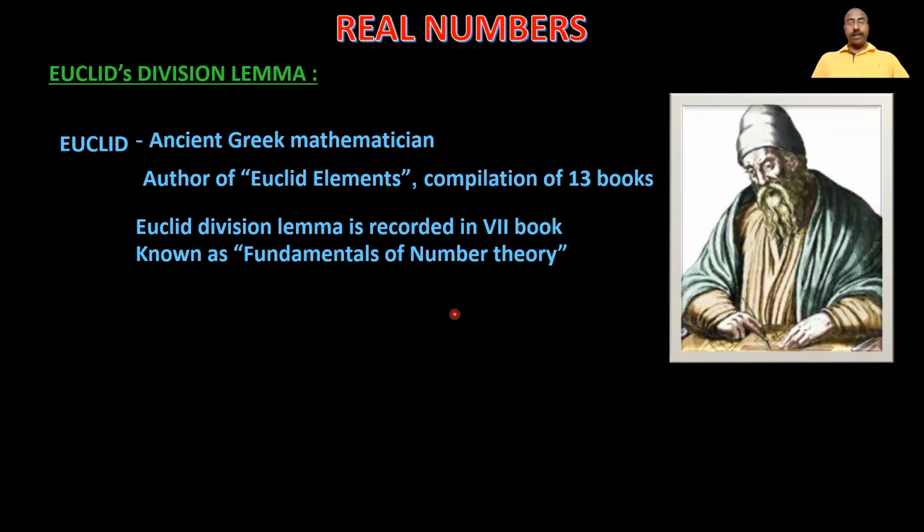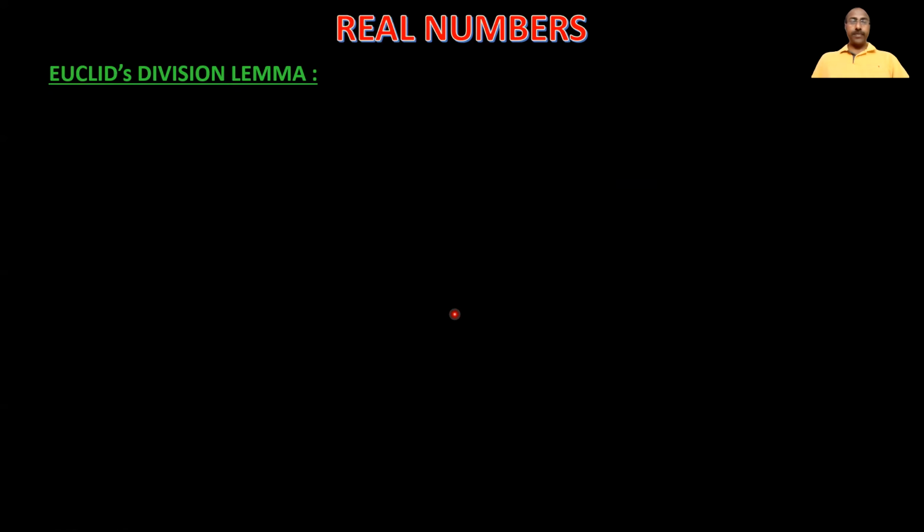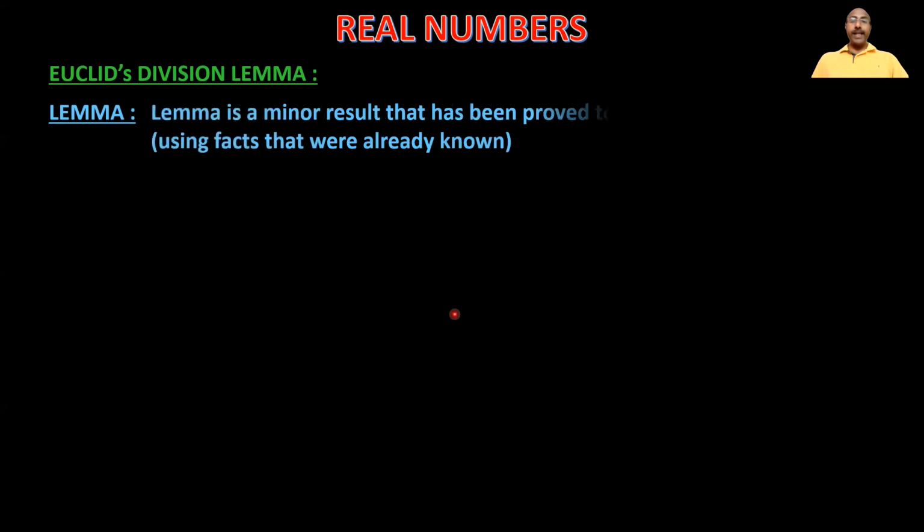The second word is division. You know that division is a basic mathematical operation, so we don't need to discuss that. And the next one is lemma. So what is a lemma? A lemma is a minor result that has been proved to be true using facts that were already known. Okay, so let us know what Euclid's division lemma is.